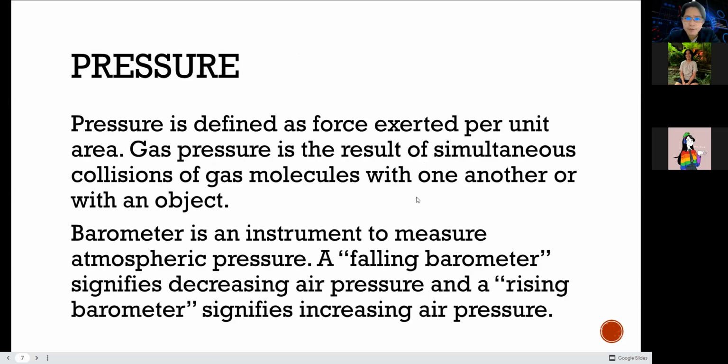Pressure. Pressure is defined as force exerted per unit area. Gas pressure is a result of simultaneous collision of gas molecules with one another or with an object. Remember that gas molecules are very far from one another, so if you put them together in a closed container, you are now creating a force or a pressure inside the container. A barometer is an instrument to measure atmospheric pressure. A falling barometer signifies decreasing air pressure, and a rising barometer signifies increasing air pressure.